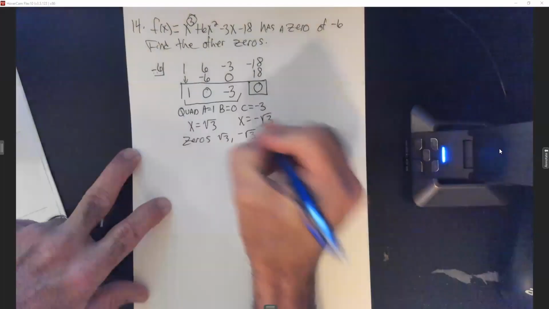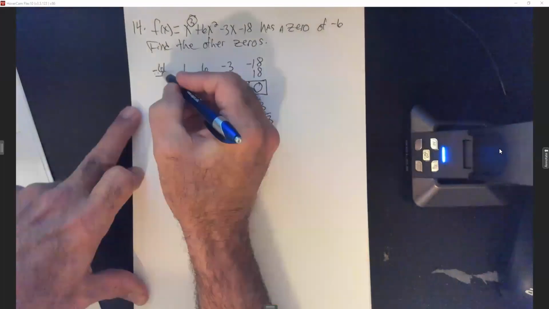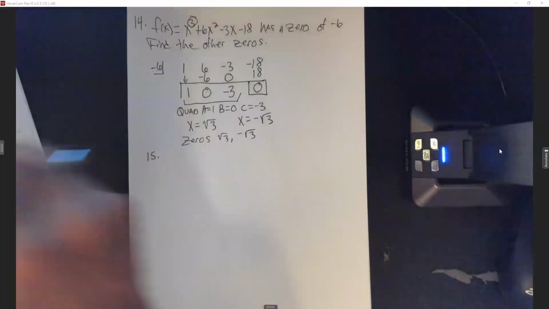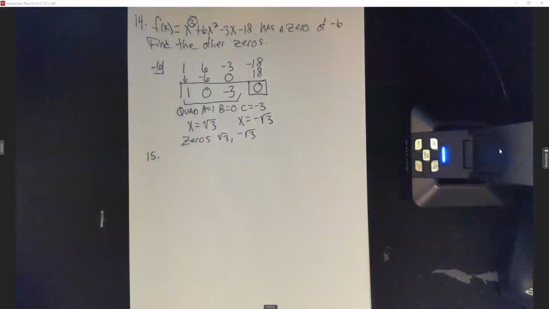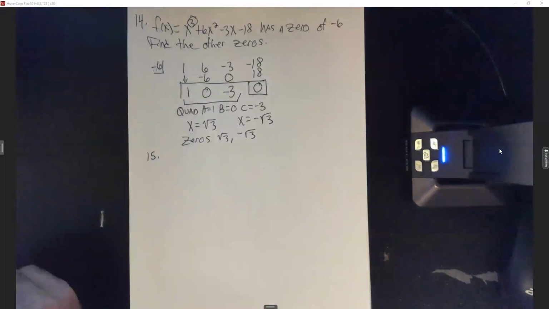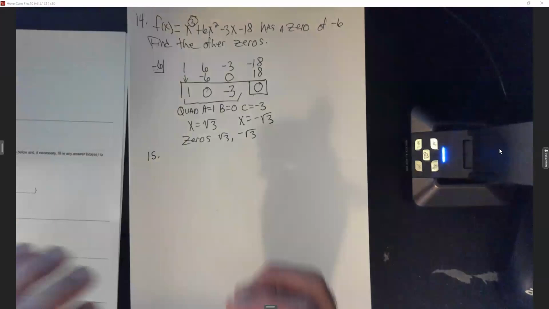And then remember, they gave us the -6 would have been the third one. All righty, y'all, moving on. All right, so this one's sort of tricky.